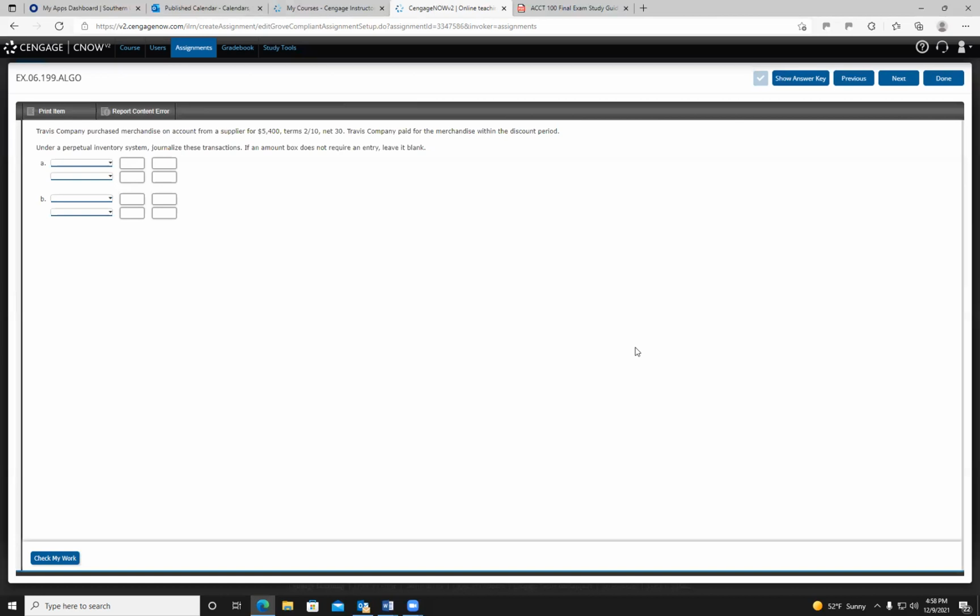The first thing we're going to do is take that $5,400, how much they purchased on account, and multiply it by 2%. So 2% of $5,400 is $108. That is our total discount. We take 5,400 and subtract out 108, so the amount we are going to purchase our inventory for is $5,292. Let's start doing our journal entries.